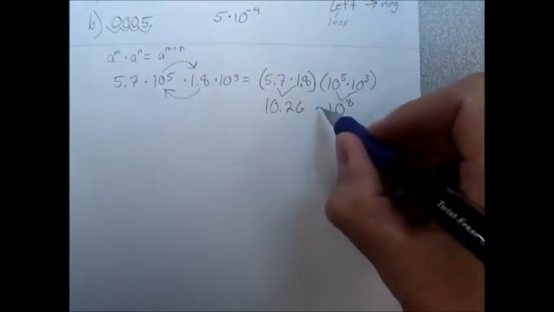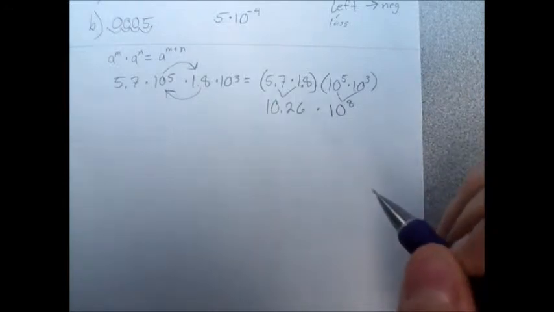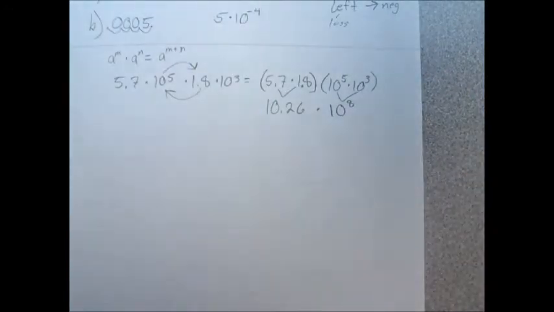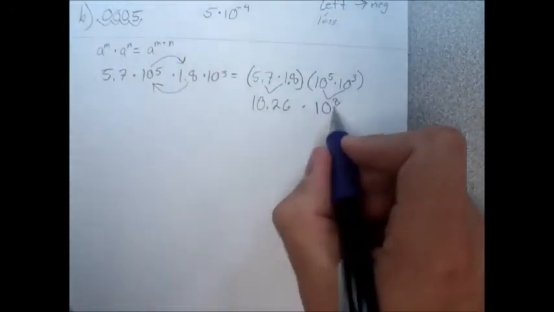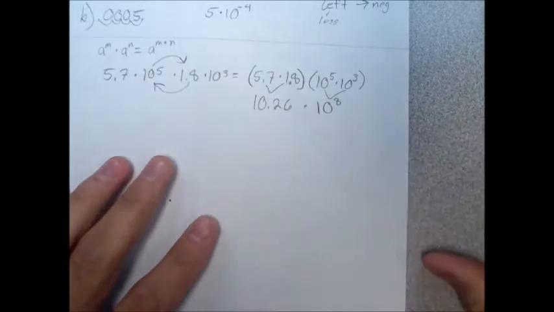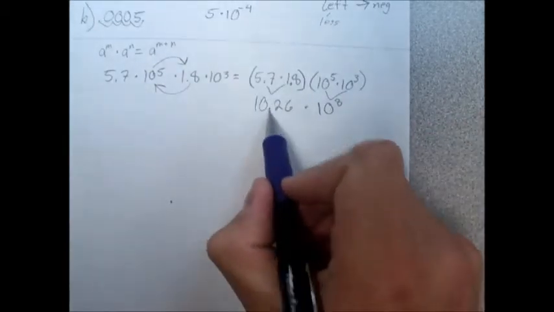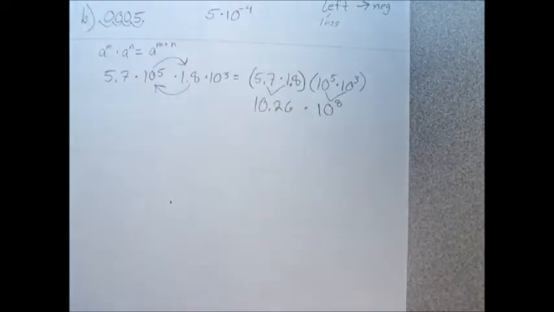Keep our operators. Here we go. So it says 10 to the 8th. If it said put this in standard form, I would go ahead and multiply this 10 to the 8th out, and I would move my decimal 8 times to the right. Standard form is just a regular number, no base 10.